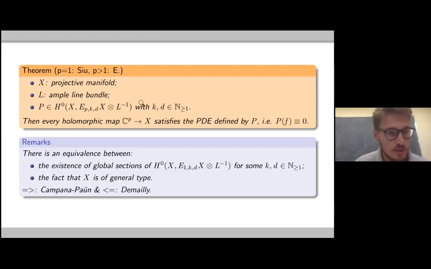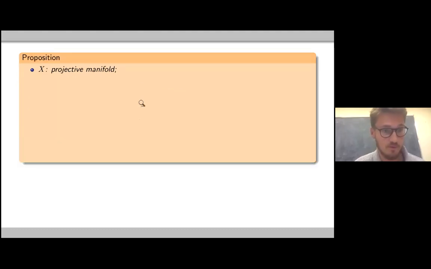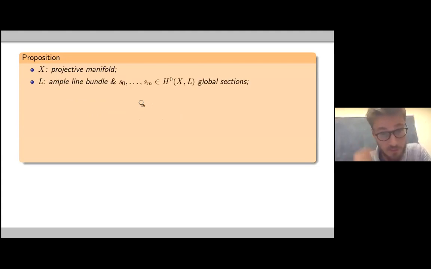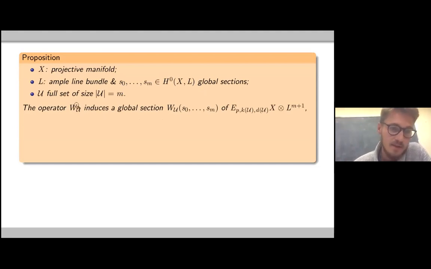Okay, so now that we have set up the general idea of the first part of the strategy, we have to relate the construction of the Wronskians to this. So we have the following proposition. If we take X a projective manifold, L an ample line bundle, and m+1 global sections of this ample line bundle, and we take Q a full set of size m, then the operator, the pure geometric Wronskian, will induce a global section of this vector bundle, so the order and the degree depend on U. And see here that it's a positive twist and not negative.